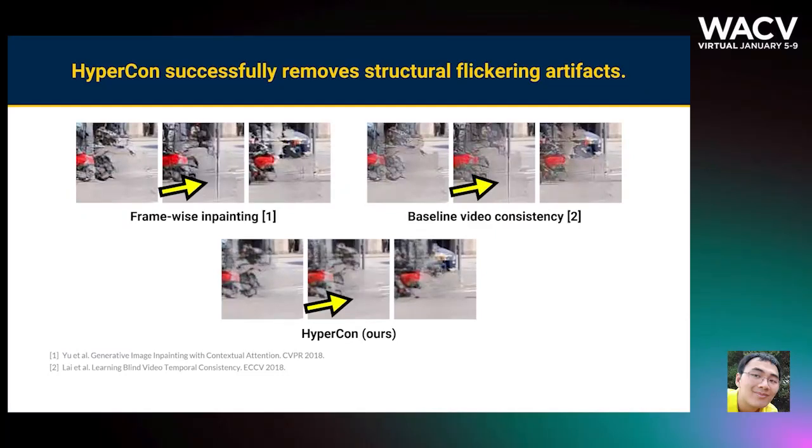We performed the corresponding analysis with an image inpainting backbone and found similar results. Here, you can see the pole fading in and out of existence in the inpainted region for both frame-wise inpainting and the video consistency baseline. On the other hand, our method produces a more consistent prediction.